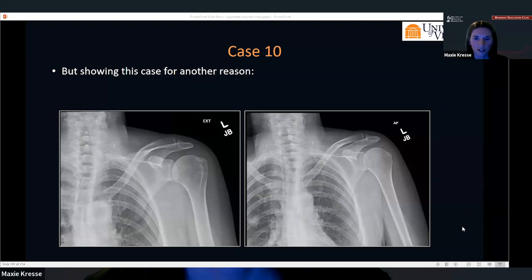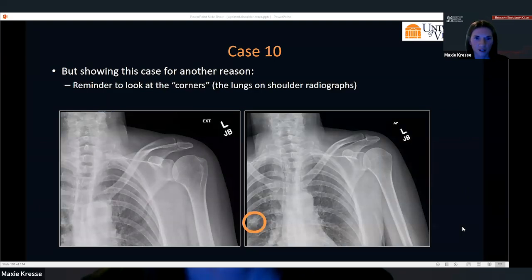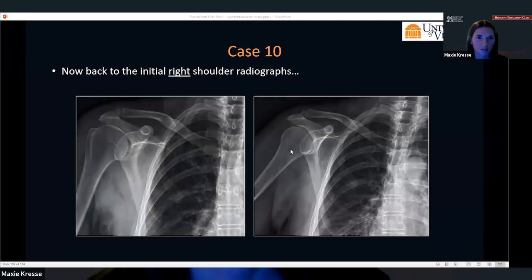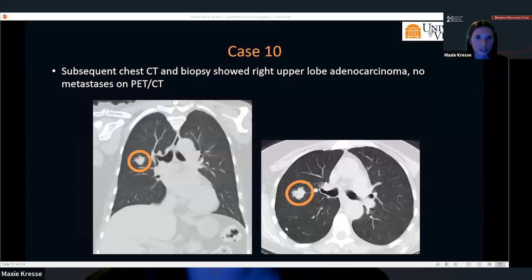Somebody already found it here. So there it is. Reminder to look at the corners or the lungs on shoulder radiographs. So we caught this multiple times, both shoulders, the left shoulder, unfortunately here includes the right lung, or fortunately, depending on if the person saw it or not. But going back to the initial radiographs, here it is. This patient ended up getting a chest CT, biopsy showed adenocarcinoma. Fortunately, they didn't have any mets on the PET CT at the time of the diagnosis.